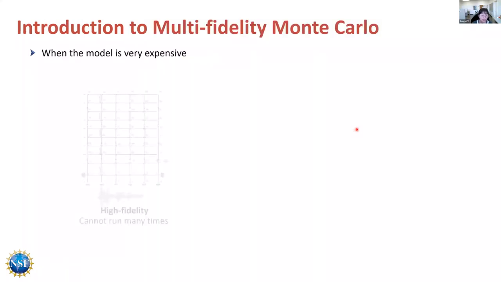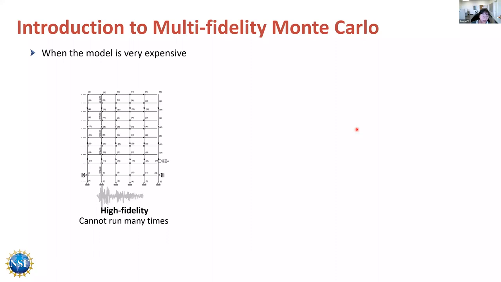So our challenge is that we have a model which is very expensive, so we cannot run it so many times. But if we try to estimate statistics like mean or variance using only a small number of simulations, we will necessarily have a large variance in our estimation. So we don't want that error to come in.